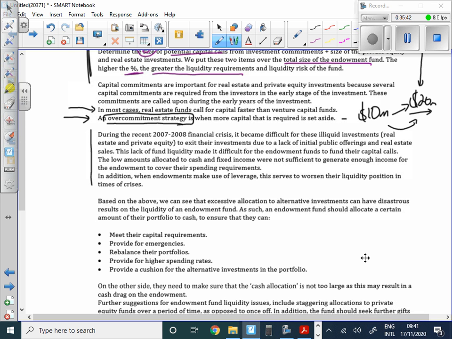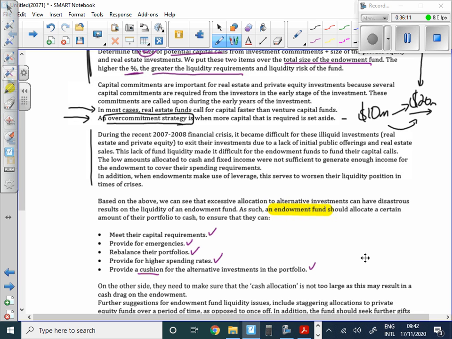An endowment fund should allocate a certain amount of their portfolio to cash. Why should an endowment fund be keeping a certain amount of money in cash? Let's see why. Number one, they can meet their capital requirements if need be. Provide for emergencies. They may need to rebalance portfolios. If they need to spend more, they can provide for the higher spending rates. And of course, everybody likes a little bit of a cushion.